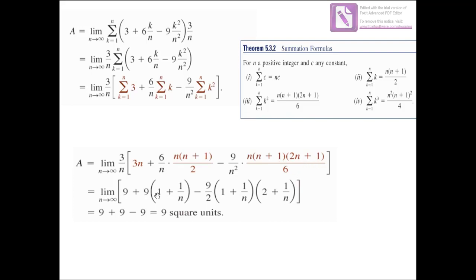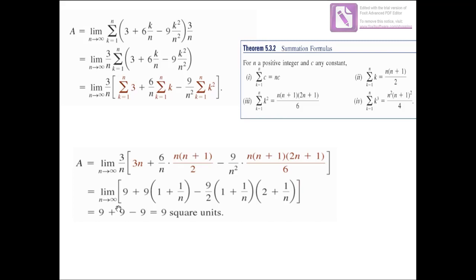Now what is the next step? I take 3 over n and multiply it by each term inside here. So 3 over n times 3n gives me 9, plus 3 over n multiplied by 6 over n multiplied by n plus 1 over 2. This will give us 9 over 1 plus 1 over n, minus 3 over n multiplied by this. This will give us 9 over 2 multiplied by 1 plus 1 over n plus 2 plus 1 over n. So once you take 3 over n and multiply it by these brackets, the last step is to evaluate the limit, when n goes to infinity.